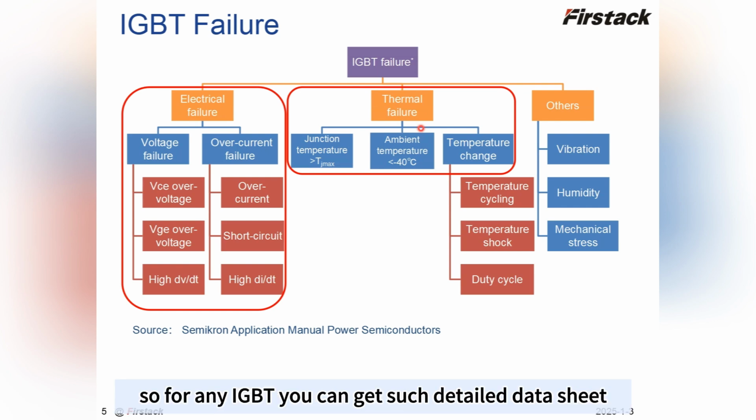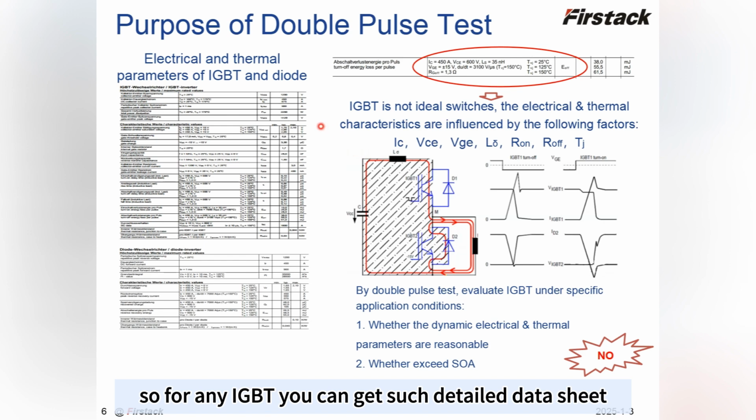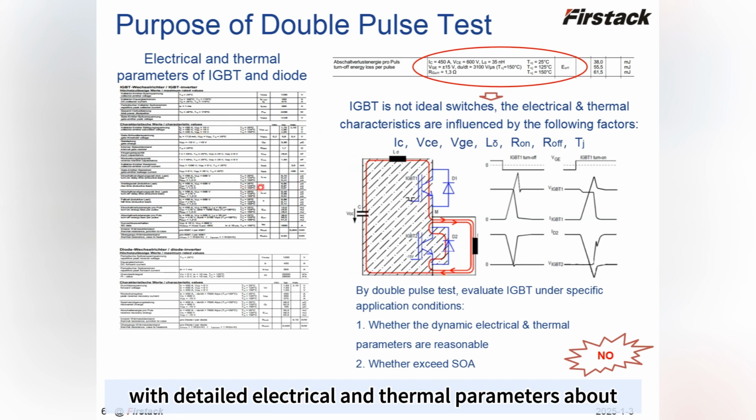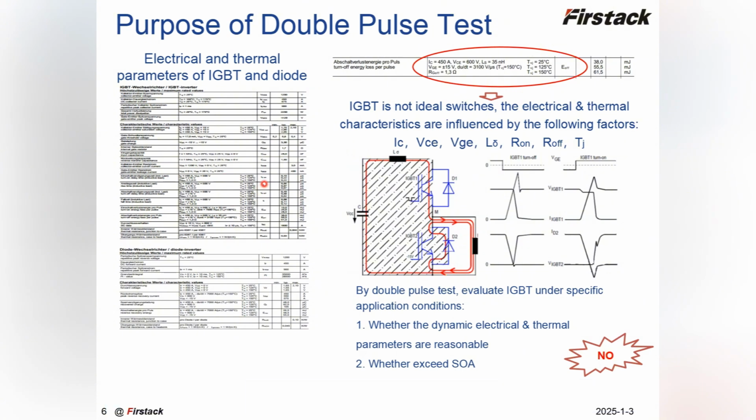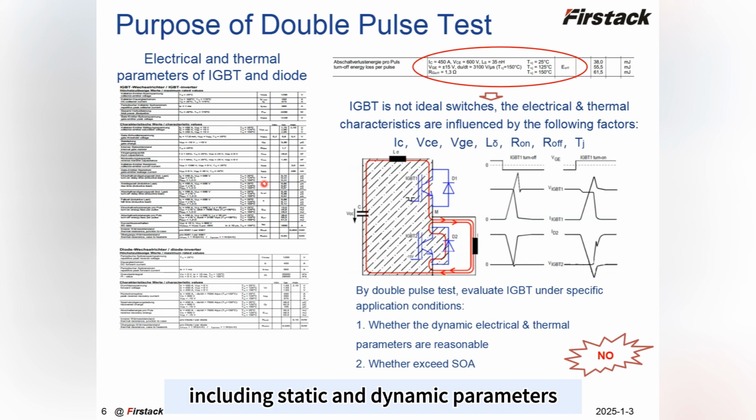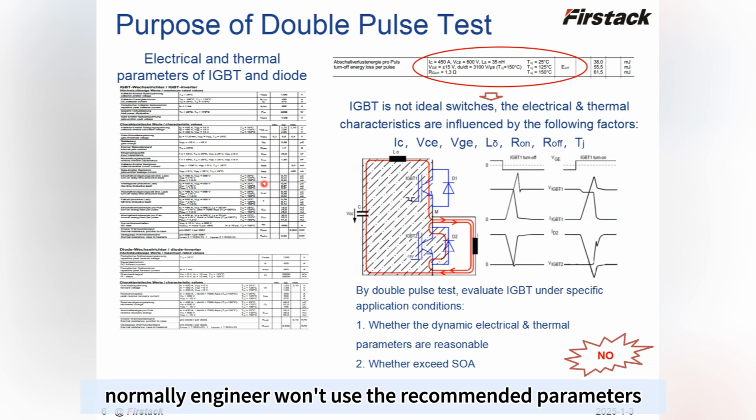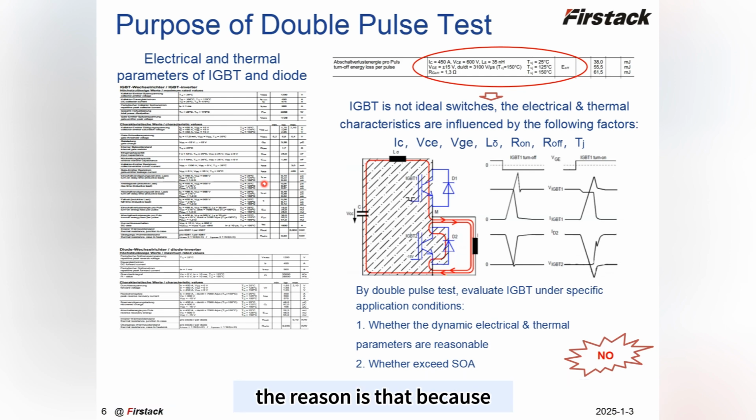and how we can evaluate the rate of it. So for any IGBT, you can get a detailed datasheet with detailed electrical and thermal parameters about the IGBT and the diodes in it, including static and dynamic parameters. But in the actual application, normally engineers cannot use these recommended parameters in the datasheet directly. The reason is that all parameters in this datasheet are measured under a certain test condition, and this test condition cannot reflect the real application environment.